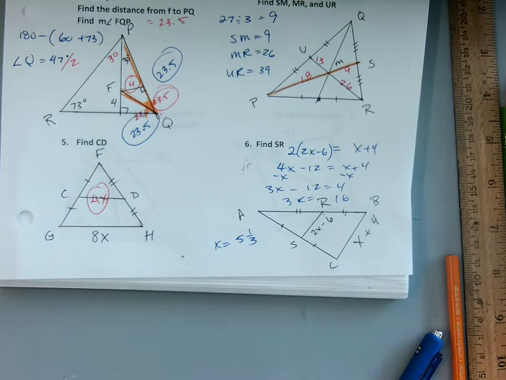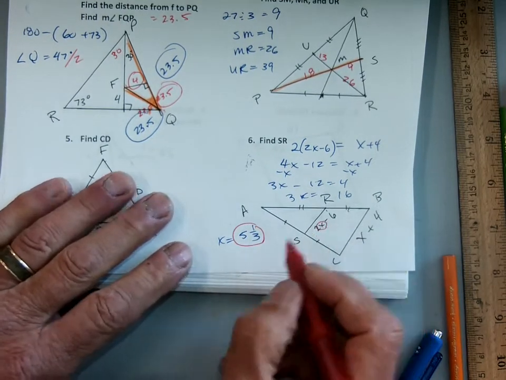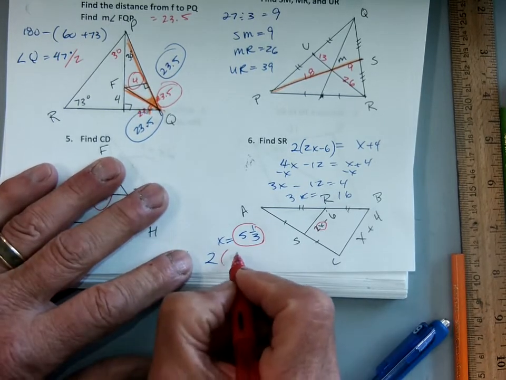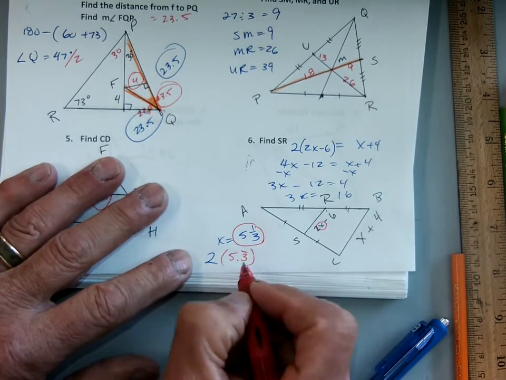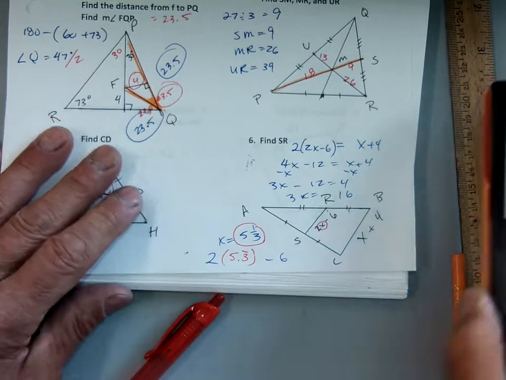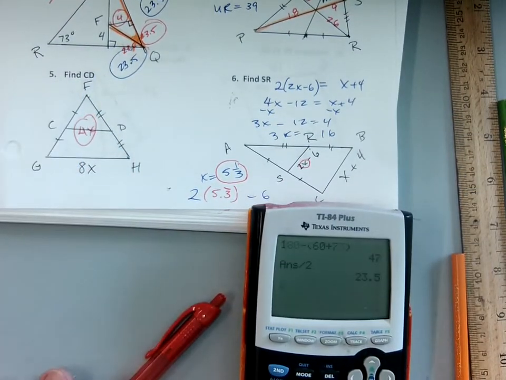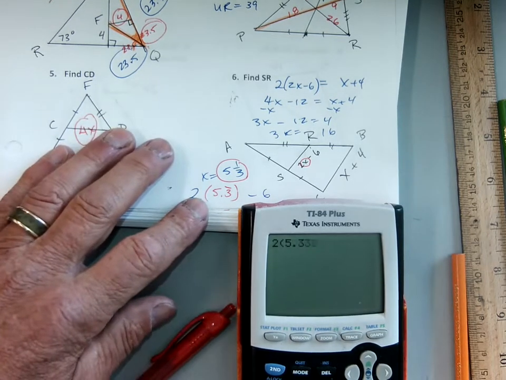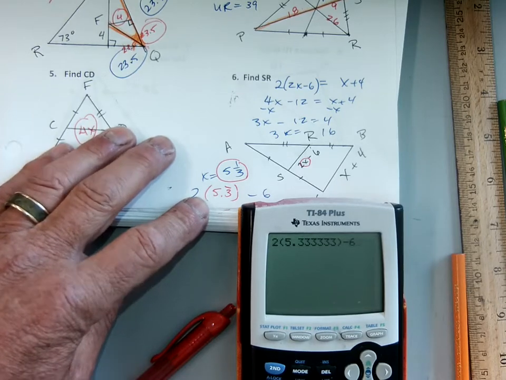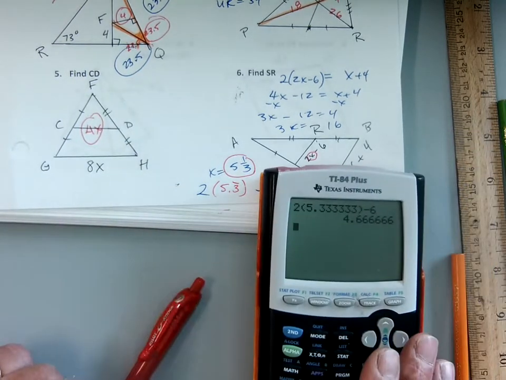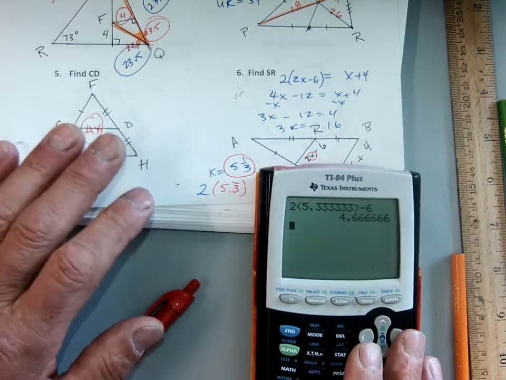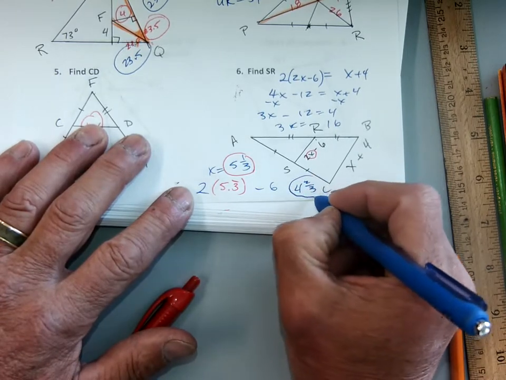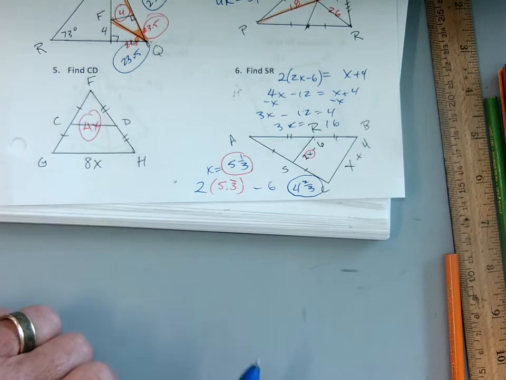So I'm just going to take my 5 1/3 and plug it right there. Okay, so I'm going to go 2 times 5 1/3, or 5.3 repeating, minus 6. I'm just going to use my calculator. I'm going to go just 2 times, let's just go 5.33, lots of 3's, as many as I need. Subtract 6, and I get an answer of about 4 2/3. You guys okay with that being 4 2/3? So I get an answer of 4 2/3 as my answer. How am I doing?